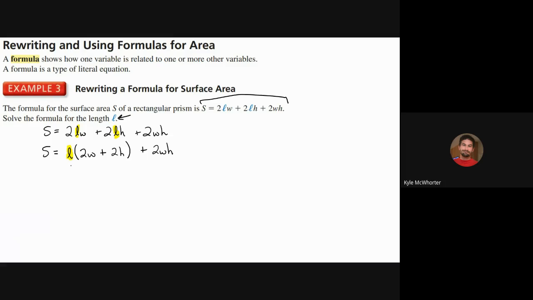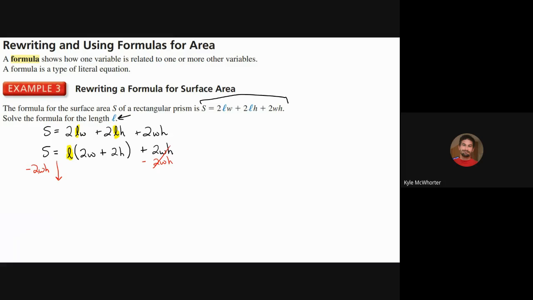And so now we need to look at what operations are happening to L that we can undo with inverse operations. One of the operations is it's being multiplied by this chunk 2W plus 2H. So multiplication is one. And then we've got adding 2WH to it. So addition is another one. We'll start by getting rid of the addition. So we've got plus 2WH, so I'm going to subtract 2WH from each side of the equal sign, right? Once from the right side, once from the left side. It cancels out on the right side.